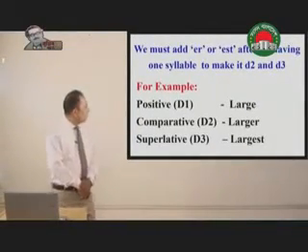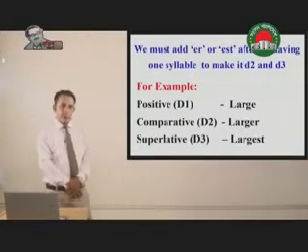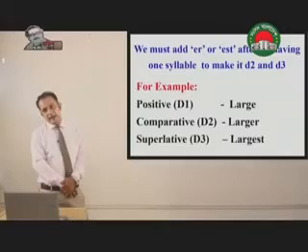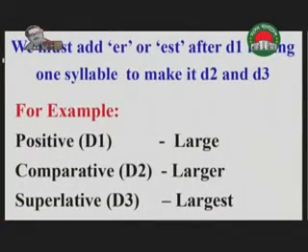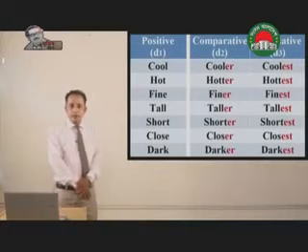Fine. For example, in positive D1, you can see large. This is an adjective of one syllable. To make it D2, to make it comparative, we have to add ER to large, that is larger. And to make it D3, that is superlative, we have to add EST to large, that is largest. So large, larger, largest. Okay, dear students. Now let's see some more degrees having one syllable.